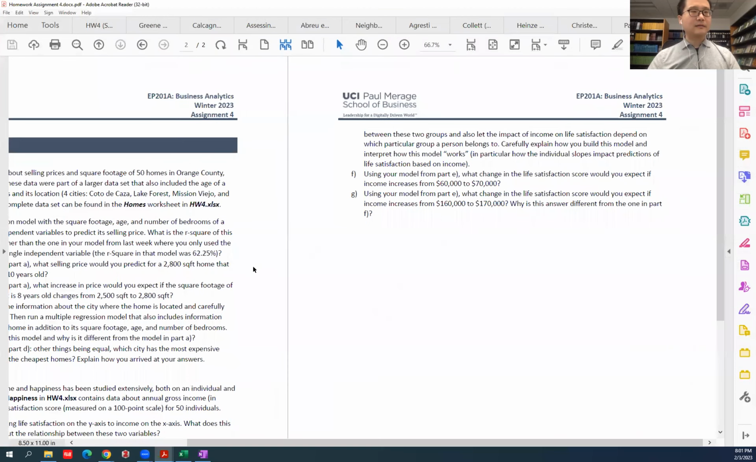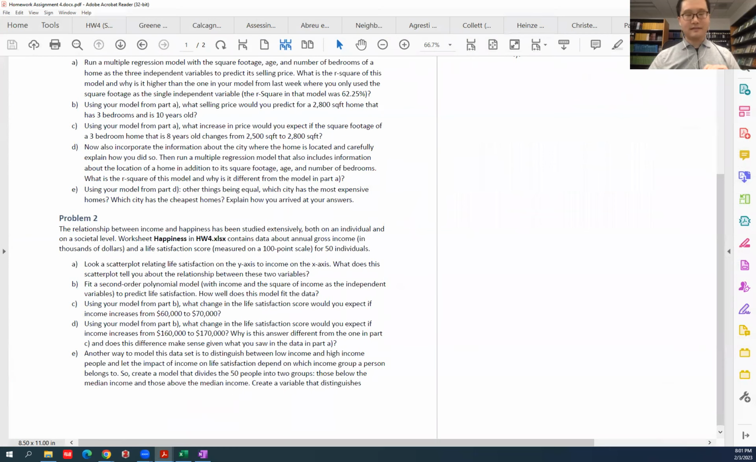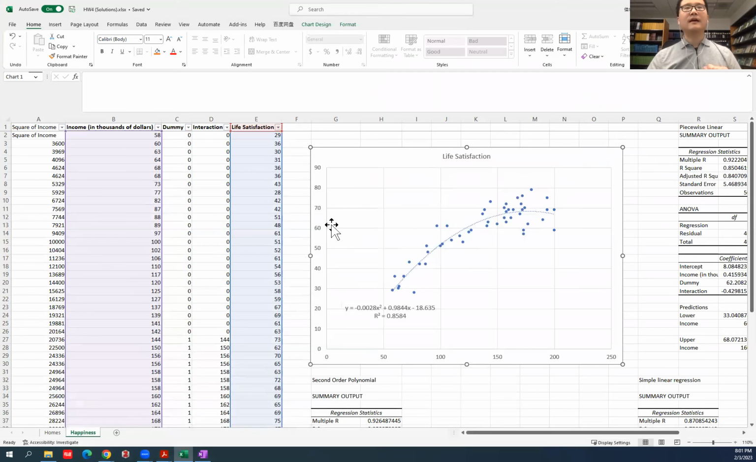I think the scatter plot was required in part A. Yes, it was. As the scatter plot shows, it could potentially reveal a parabola relationship between these two. That's why we could build a model with a squared term.